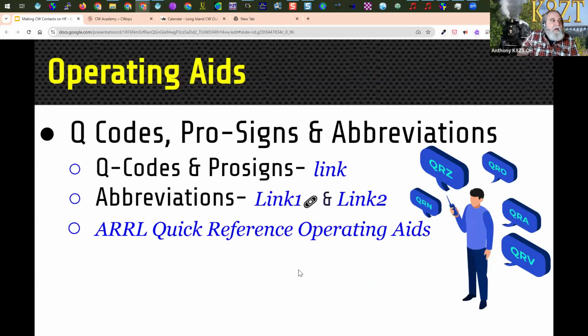Let's talk a little bit about the actual operations. You got everything set up, you know the code, you got your radio ready to go. What is different about speaking in code and speaking in voice? Well, first of all, Morse code is going to use a lot more abbreviations and shortcuts. One of the shortcuts is Q codes.